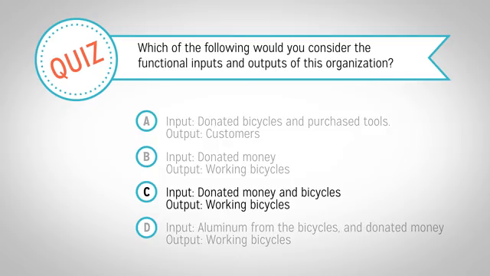The organization receives money and bicycles, which it then repairs and delivers to customers. The inputs are donated bicycles and money because the tools are purchased using the money donated. These tools are then part of the process which is used to fix the bicycles.